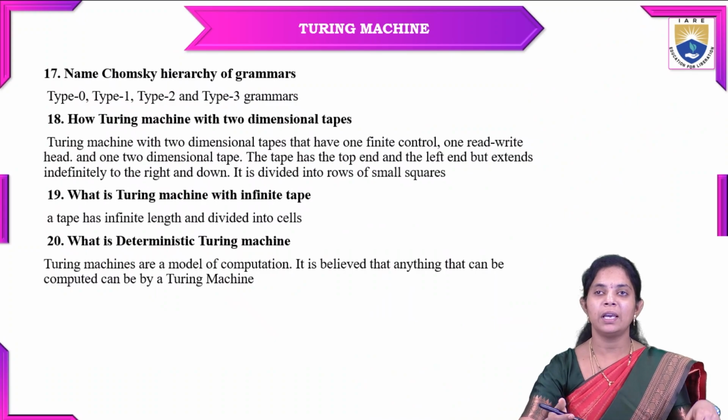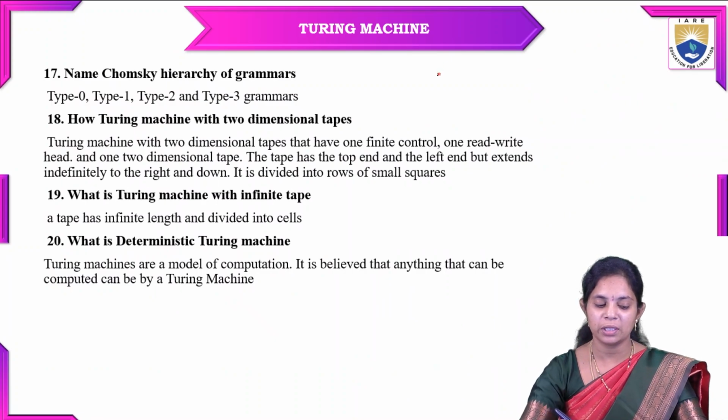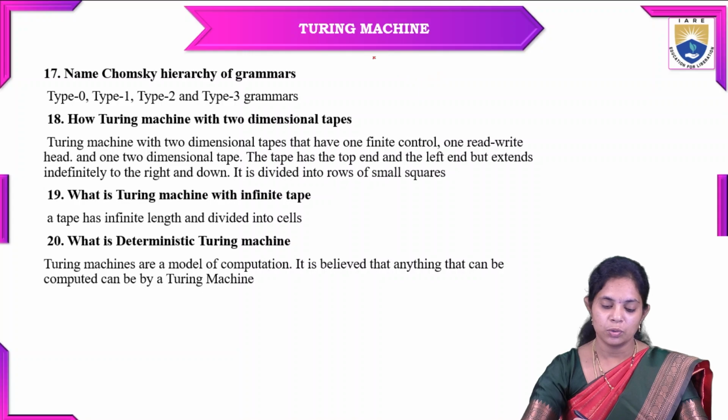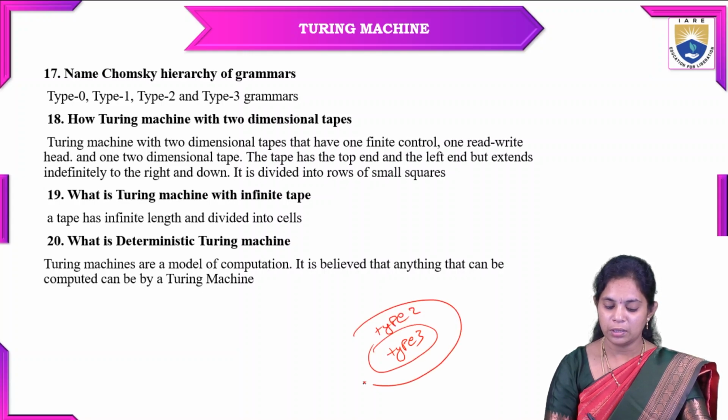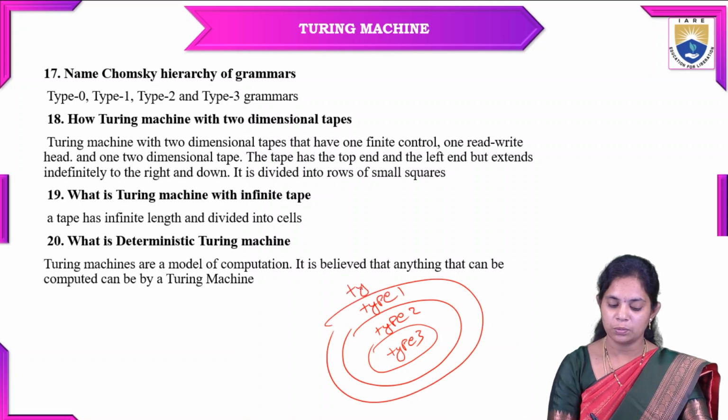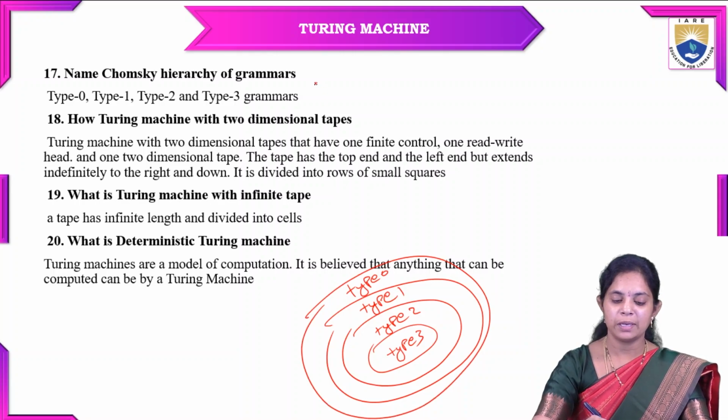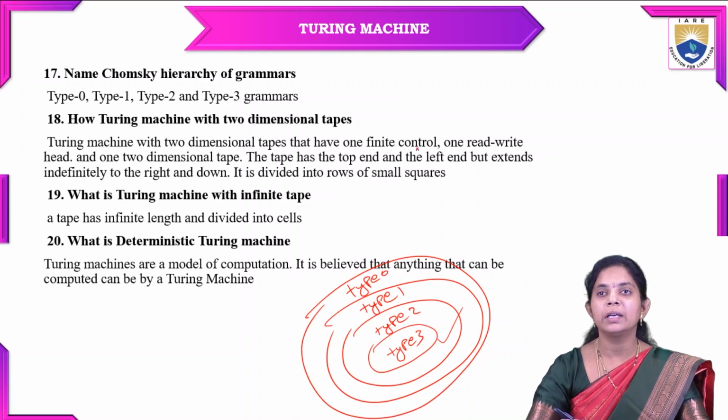And the Chomsky hierarchy of languages. How many types do we have? We already discussed the grammars: type 0, type 1, type 2 and type 3. These are the Chomsky hierarchy of the grammars.